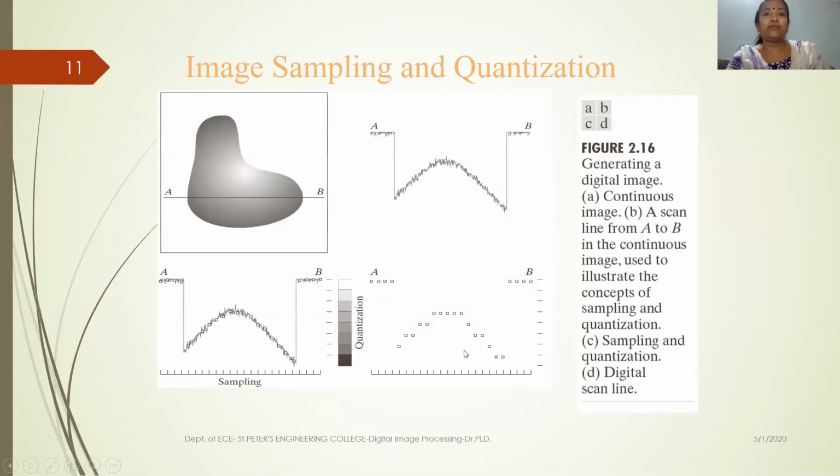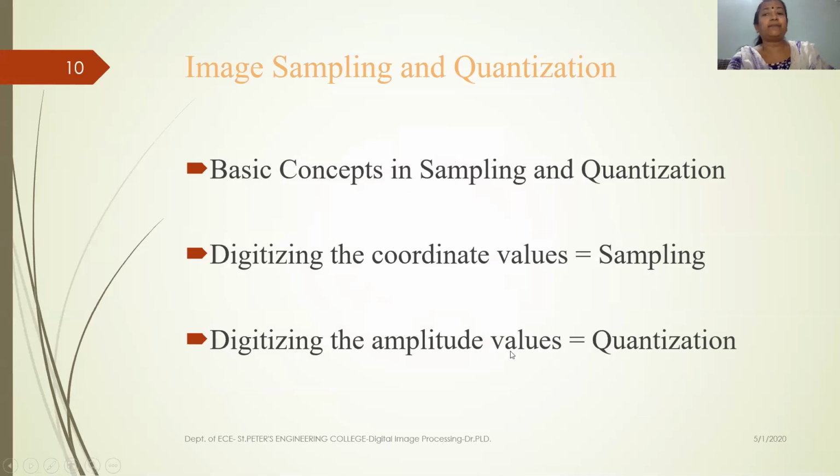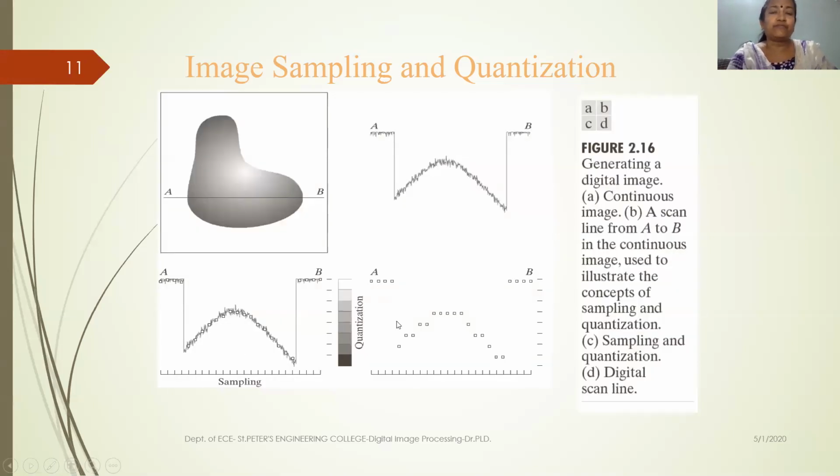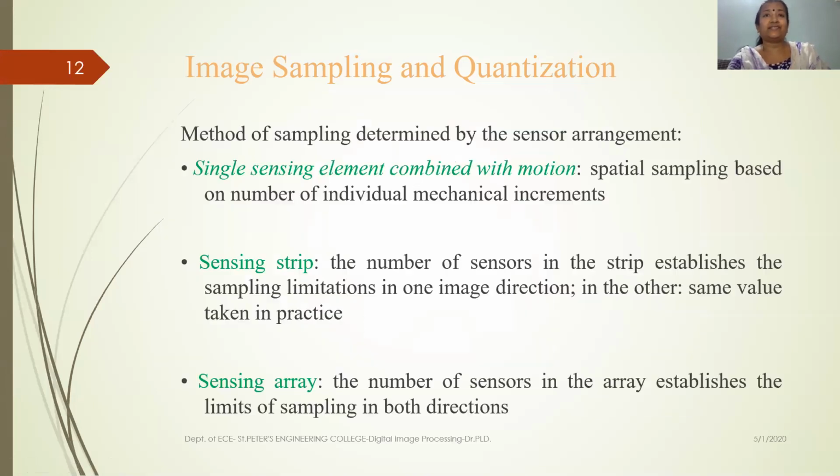And what is meant by quantization? Digitizing the amplitude values. Based on the amplitudes, we give these values to these particular pixel locations. This is called quantization, and the other is called sampling. After completion of sampling and quantization, this digital scan line shows the locations and their amplitudes with the sampled and quantized results. So this is the basic introduction to digital image processing, sampling and quantization.